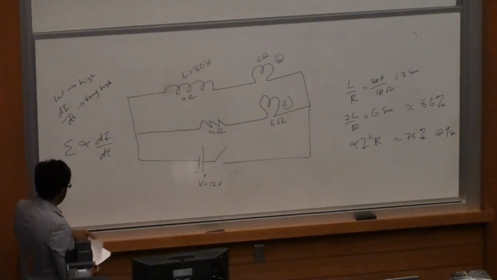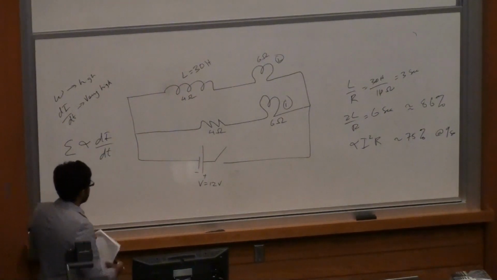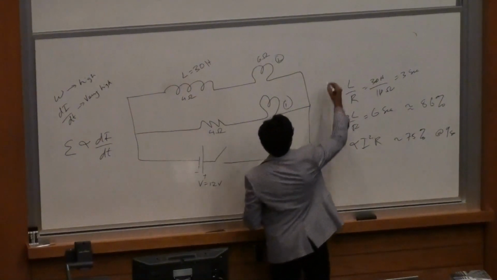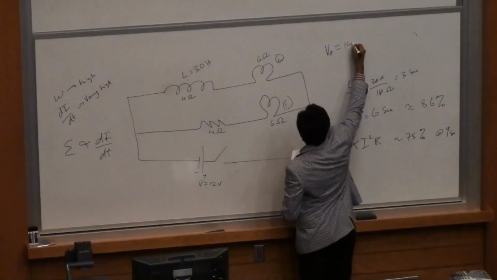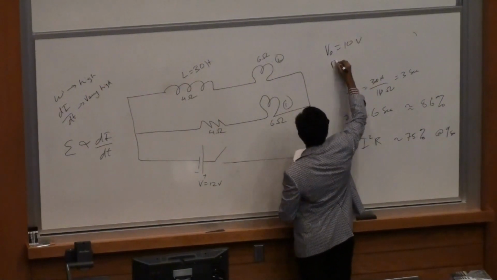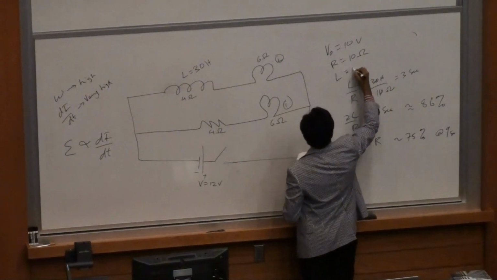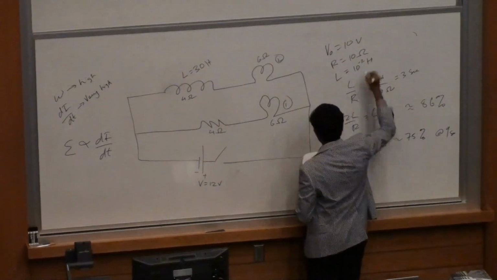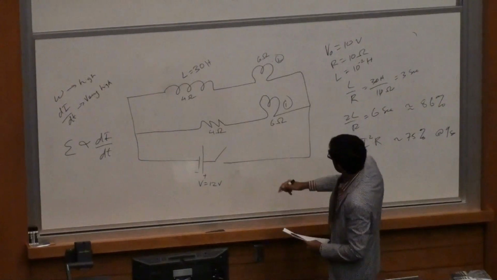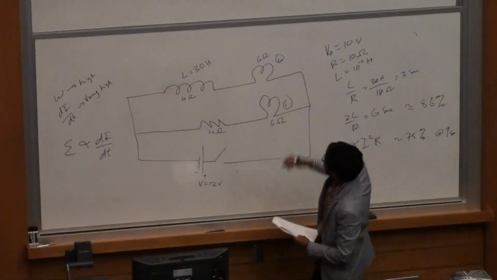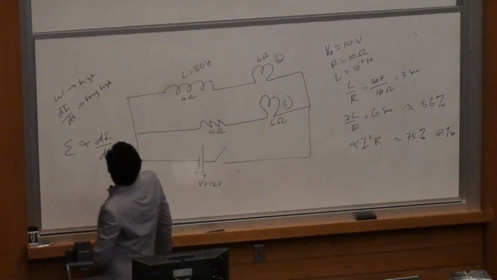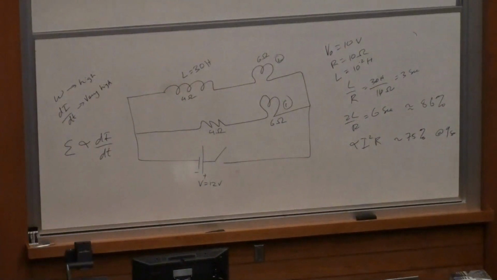Now, to give you some numbers for this, let's say that my V naught, my maximum voltage there, is 10 volts. My R there is 10 ohms. And my inductance is 10 to the negative 2 henries. And in the circuit I'm looking at up there, my L and R, my self-inductance and resistor, are in series.